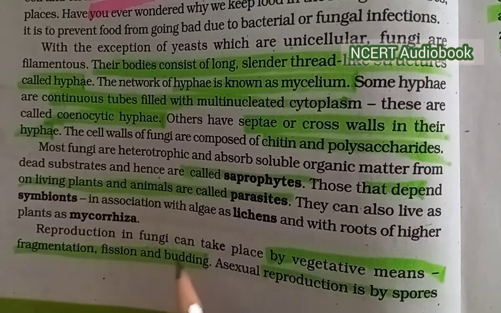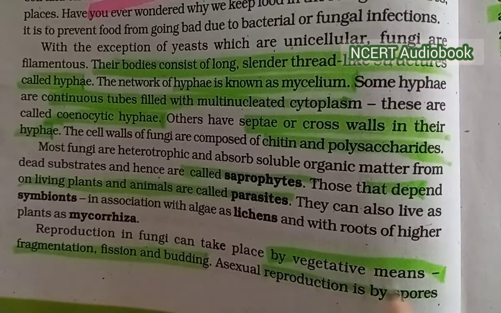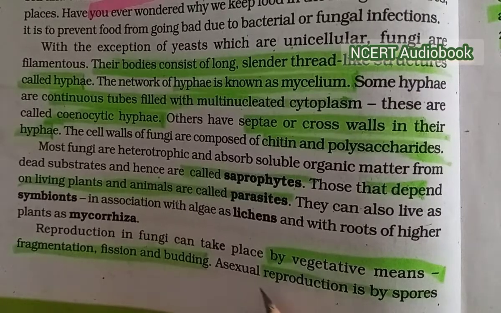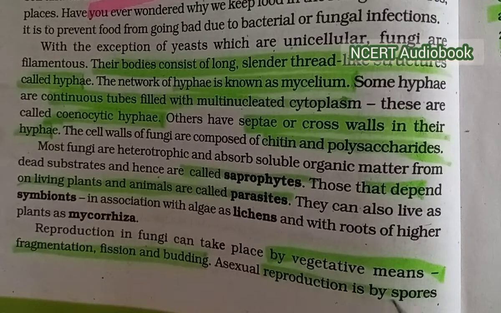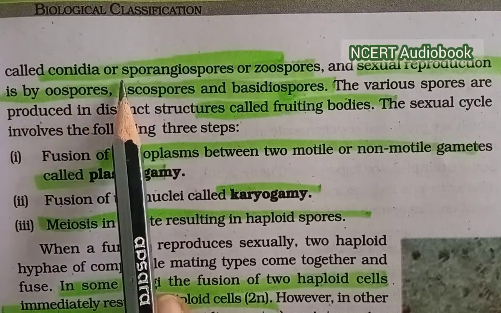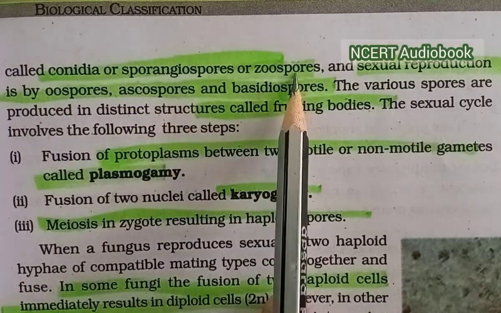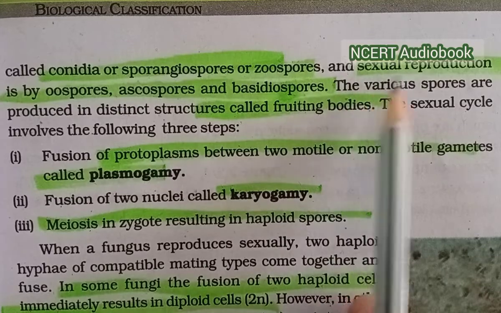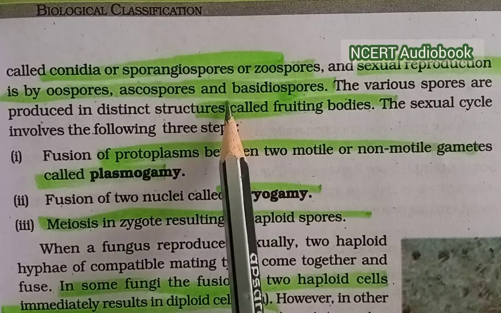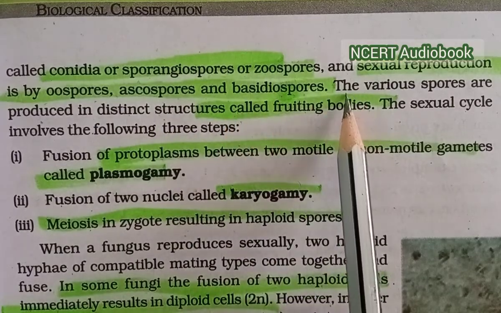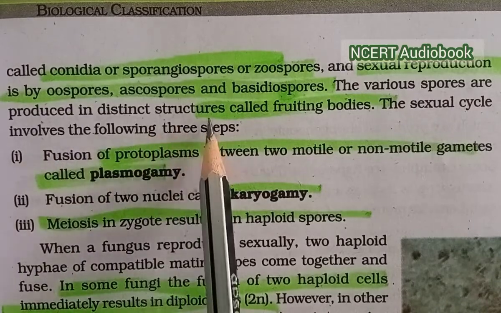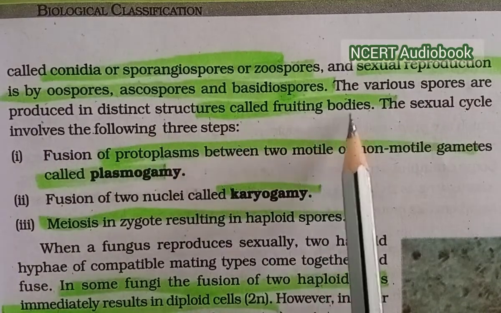Reproduction in fungi can take place by vegetative means: fragmentation, fission and budding. Asexual reproduction is by spores called conidia, sporangiospores or zoospores, and sexual reproduction is by oospores, ascospores and basidiospores. The various spores are produced in distinct structures called fruiting bodies.